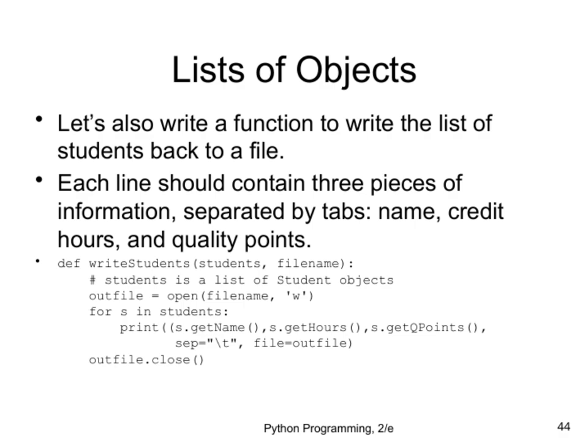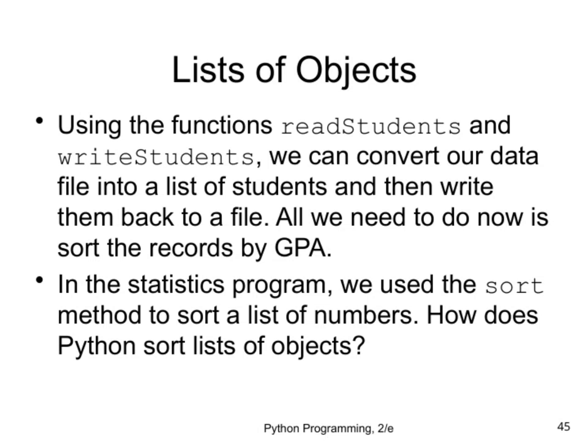Now, using the functions readStudents and writeStudents, we can easily convert our data file into a list of student objects. Once we've got that list, we can modify it as needed and then write it back to a file. The key step here is sorting these student records by GPA, which is often a crucial part of managing student data. In our earlier statistics program, we used the sort method to organize a list of numbers. But now, the question is, how does Python handle sorting lists of objects, like our student records? This is where understanding how Python sorts objects becomes really important.